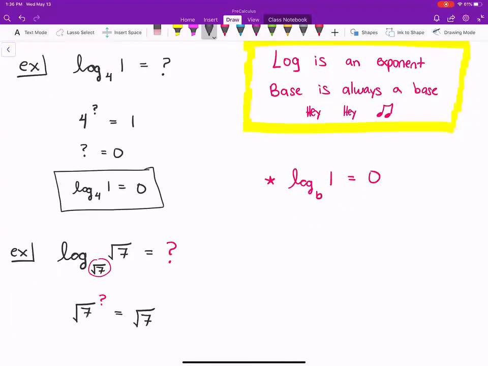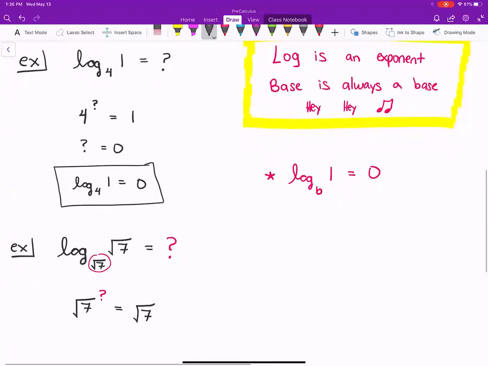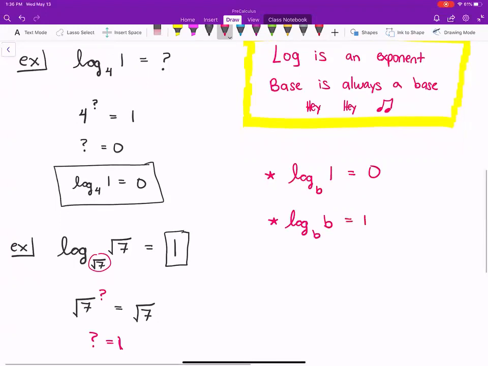Well, anything that comes out to be itself just means that that exponent, that question mark, should have been equal to 1. So that means that this is equal to 1. And so that's another property. Another property that says that if you've got a log of a base and whatever's inside the log is that same exact value, that will always be equal to 1.